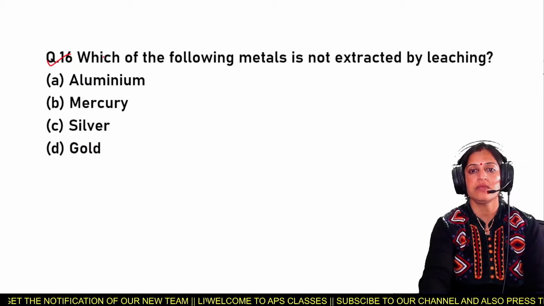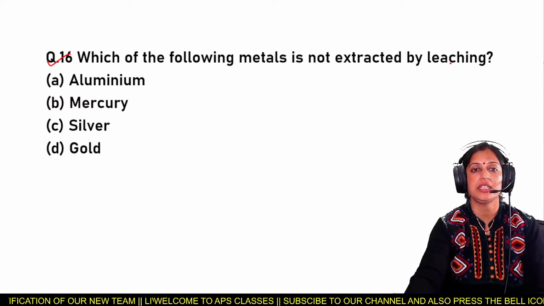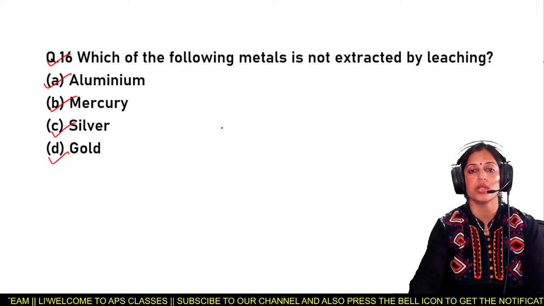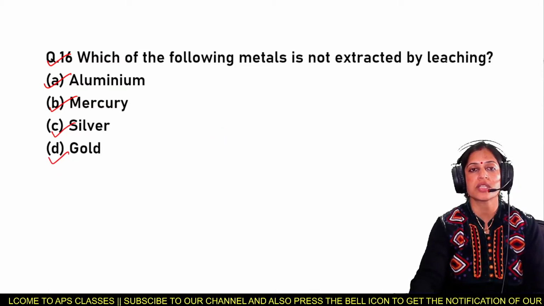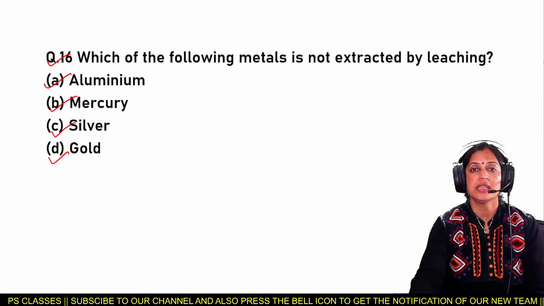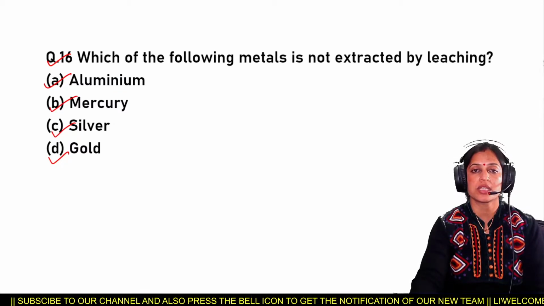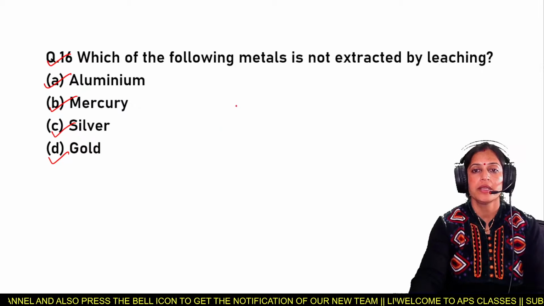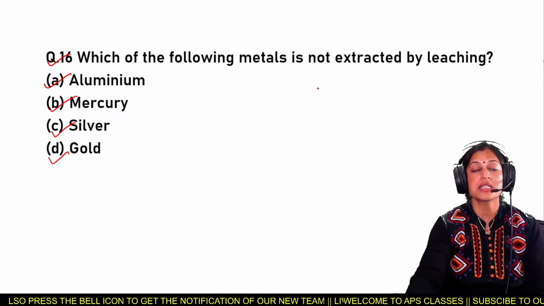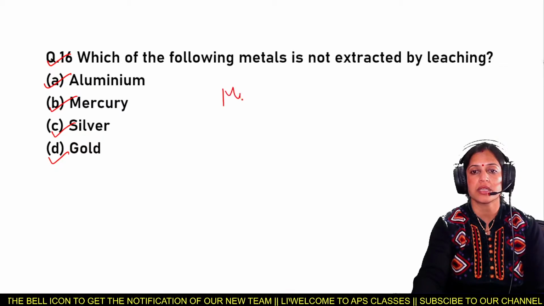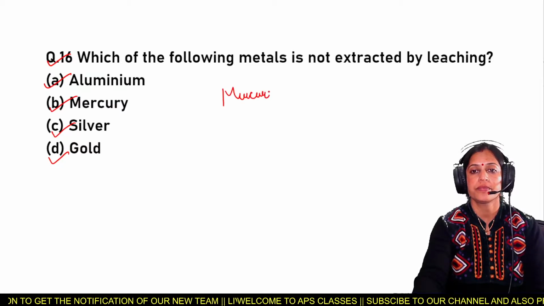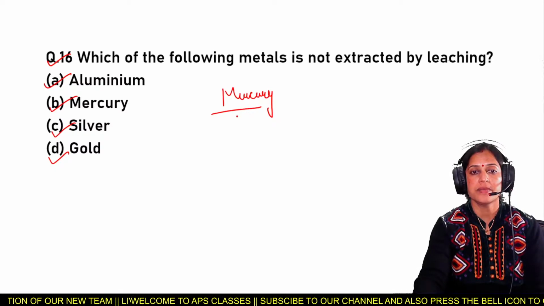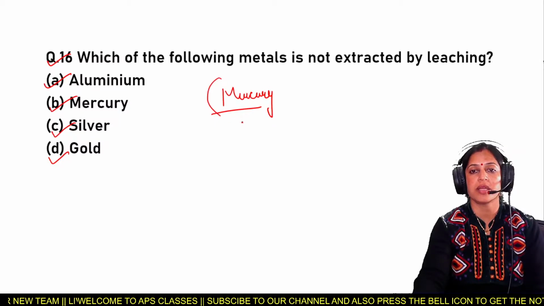Next is question number 16. Which of the following metals is not extracted by leaching? Options are A, aluminium, B, mercury, C, silver, and D, gold. So which of the following metals is not extracted by the leaching process? Out of these metals, the metal that is not extracted by leaching is mercury. Mercury is the metal that is not extracted by leaching.